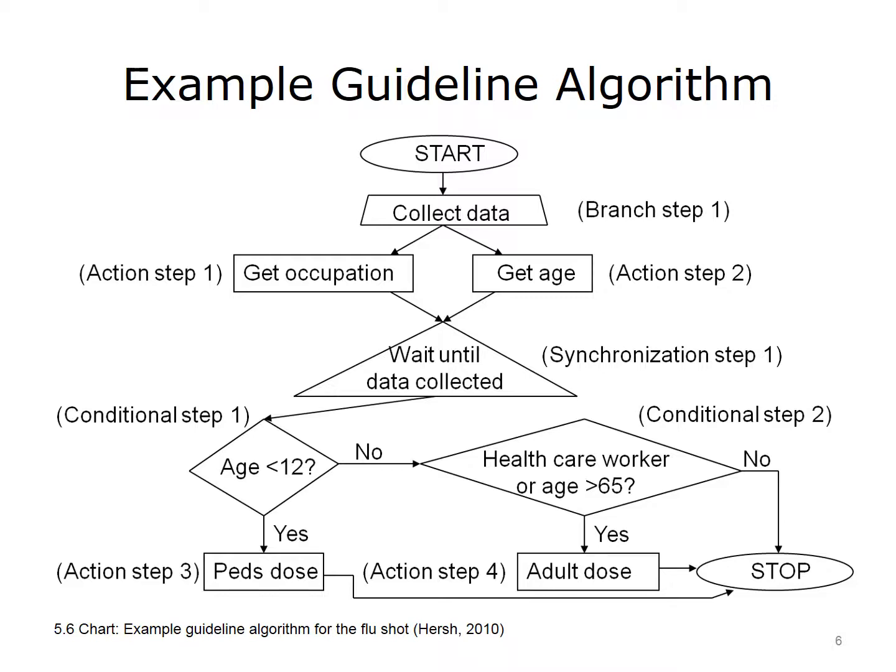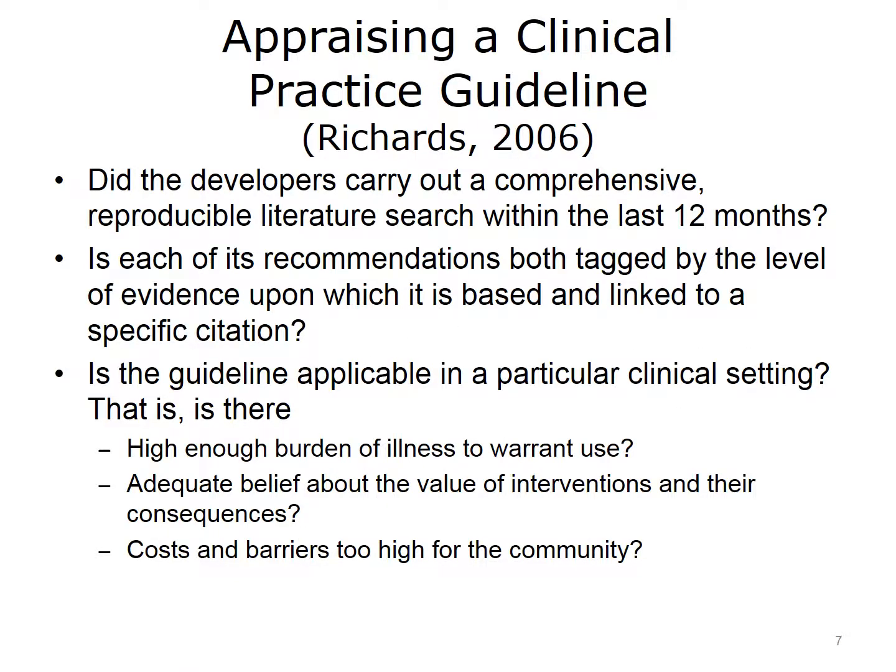This is a sample algorithm to show you the different kinds of steps that you might see in a clinical practice guideline. How do we appraise a clinical practice guideline? In some ways, it's easier than appraising, say, a randomized control trial because we have fewer questions to ask. But a clinical practice guideline has many more steps that need to be appraised as opposed to just the major question that you look at in a randomized control trial. If we retrieve a clinical practice guideline and we're thinking about putting it into practice, what questions do we ask?